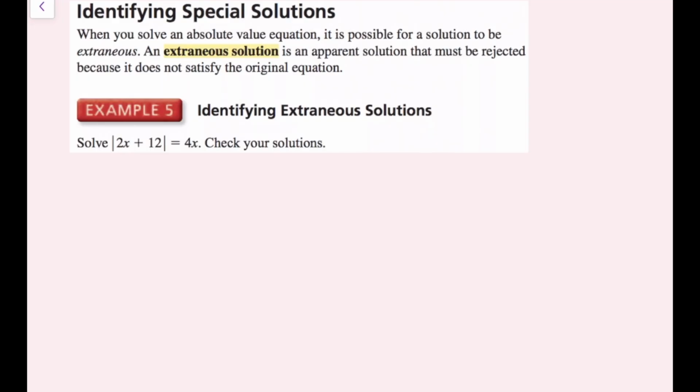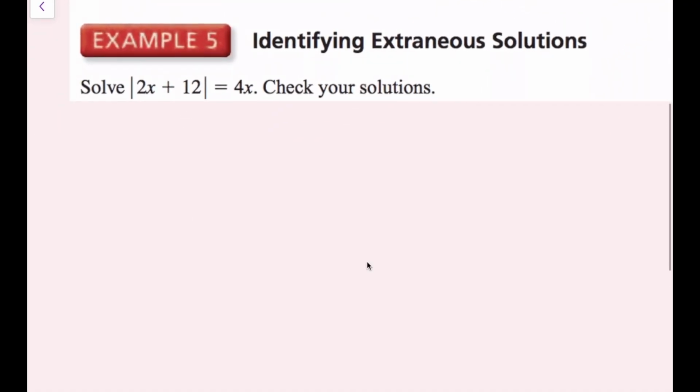All right, so we're going to talk about special solutions. When you solve an absolute value equation, it is possible for a solution to be extraneous. An extraneous solution is an apparent solution that must be rejected because it doesn't satisfy the original equation. Okay, so a lot of times you'll see an extraneous solution if you have an absolute value expression with a variable inside of it on one side and then a variable expression without an absolute value on the other side. But anyway, let's just see what it looks like.